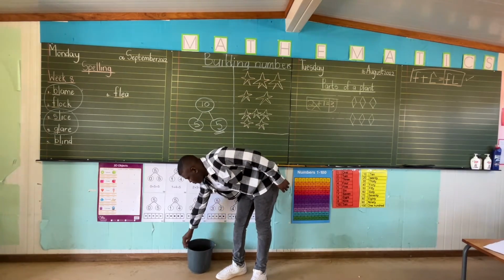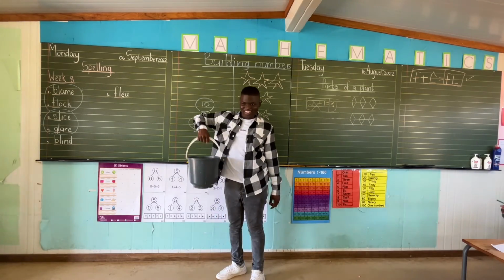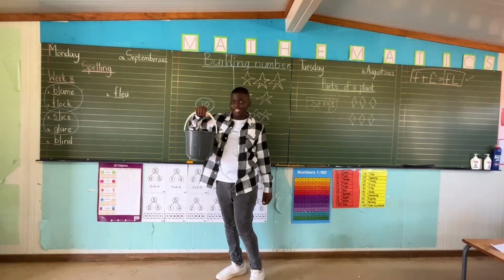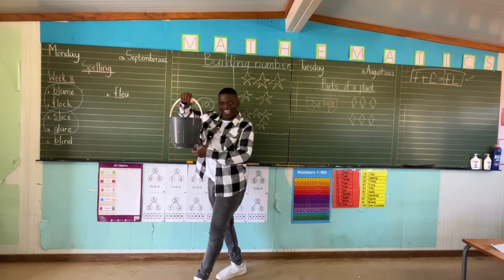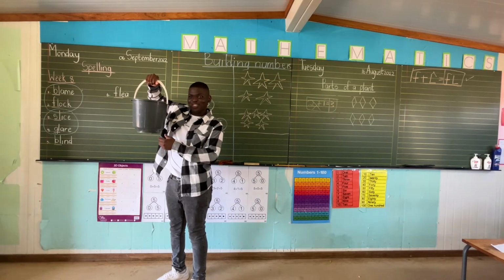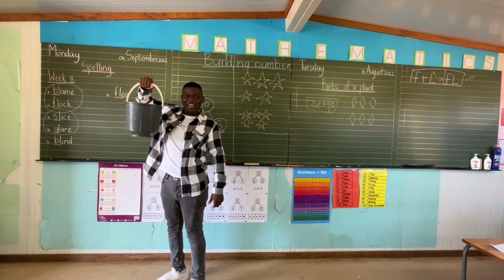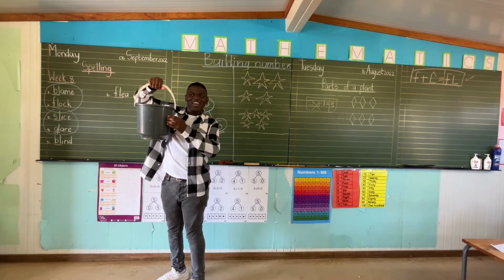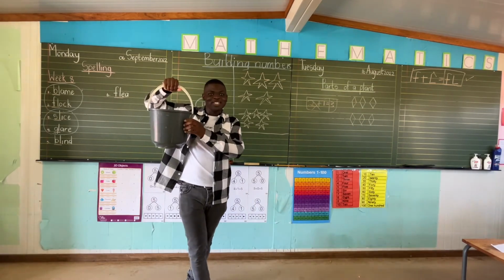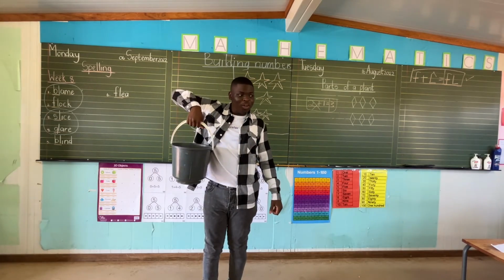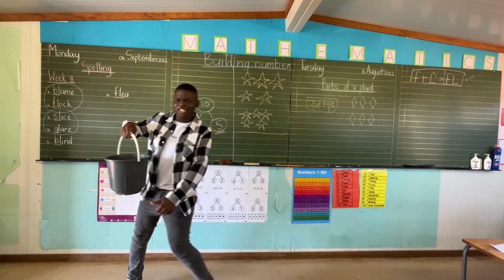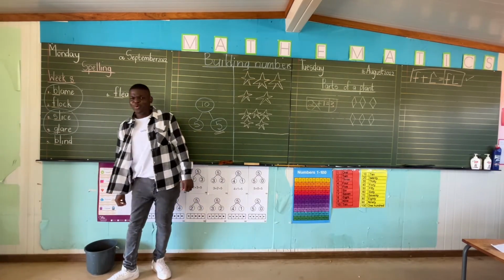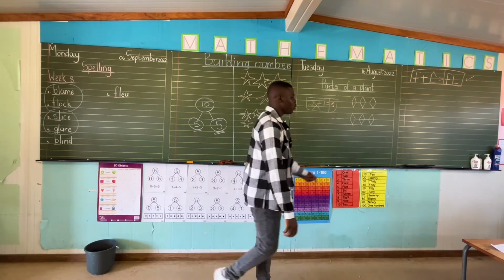Let's say we have 6 buckets, ne? It's a bucket. Do you know that song? Yes. So let's say we have 6 buckets, and we bring another 6 buckets. How many do we get in total? We get 12, ne?